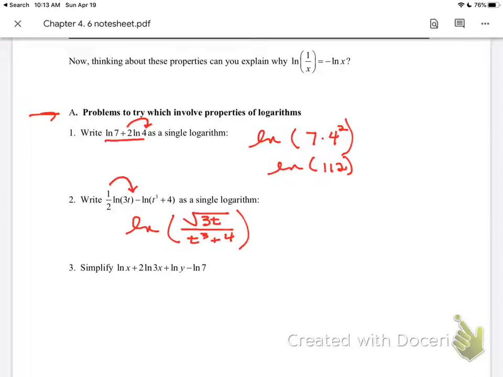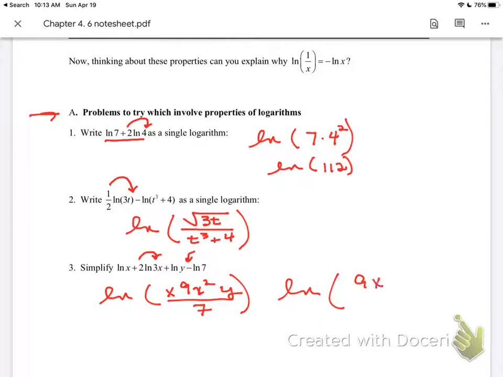Okay, look at the next one. You've got a lot of things going on. Here's a power property that goes to both the 3 and the x. And then we have a division here. So write natural log, and then I have x times, why don't we just go ahead and say 9x squared. We have a y, and then all over 7. Then I would just clean this up. So I have natural log 9x, bring those together, cubed, y over 7, and we are good to go.